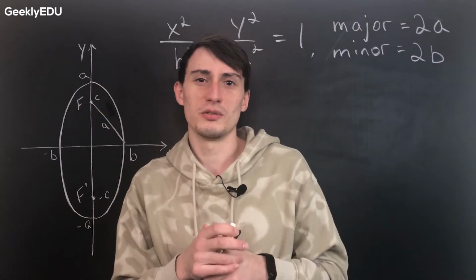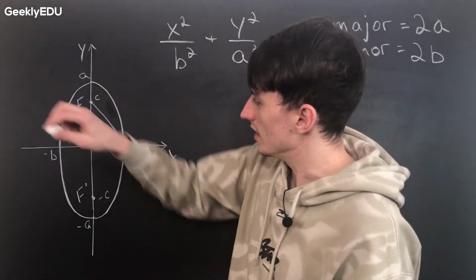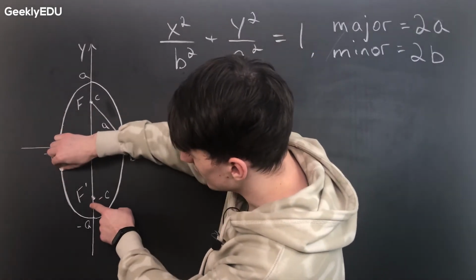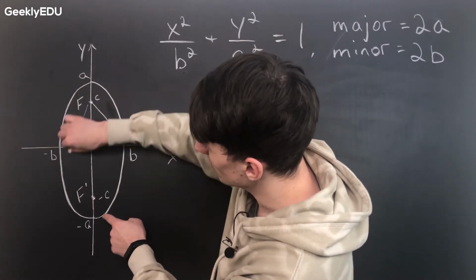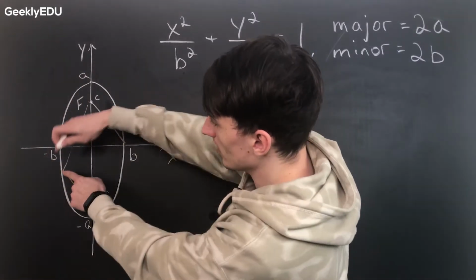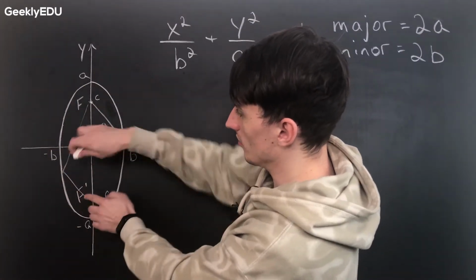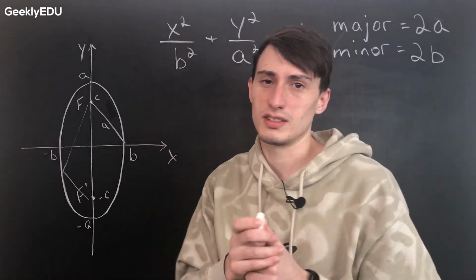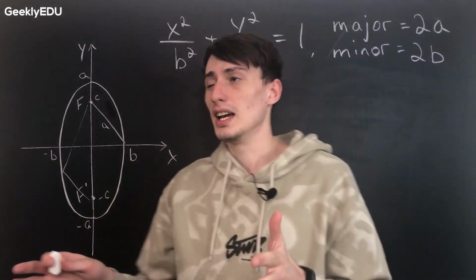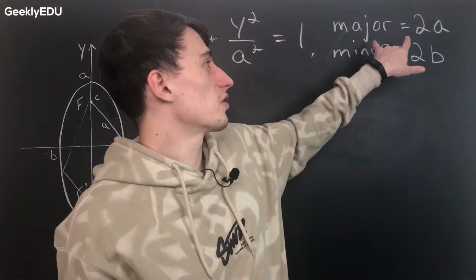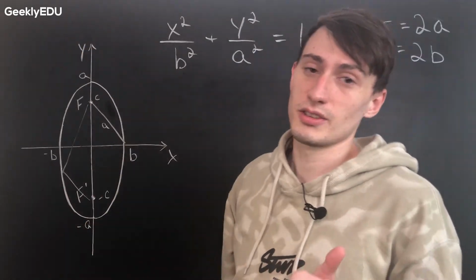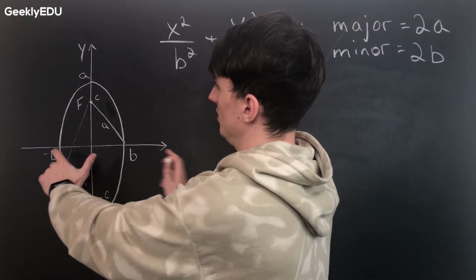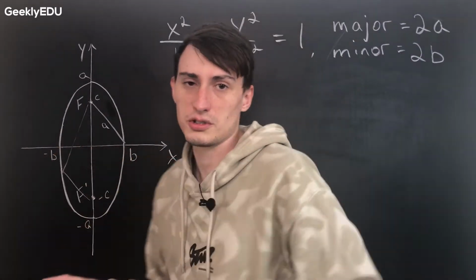Now as you already know, the property of an ellipse is that for any point on the ellipse, the sum of the distances to the two focal points will be the same. So we can move this point all around, and the sum of the distances of these two lines will be the same. That's the main property. Now, we also know that the major axis, in this case the vertical axis, is equal to 2a, and the minor axis, in this case the horizontal, is equal to 2b.